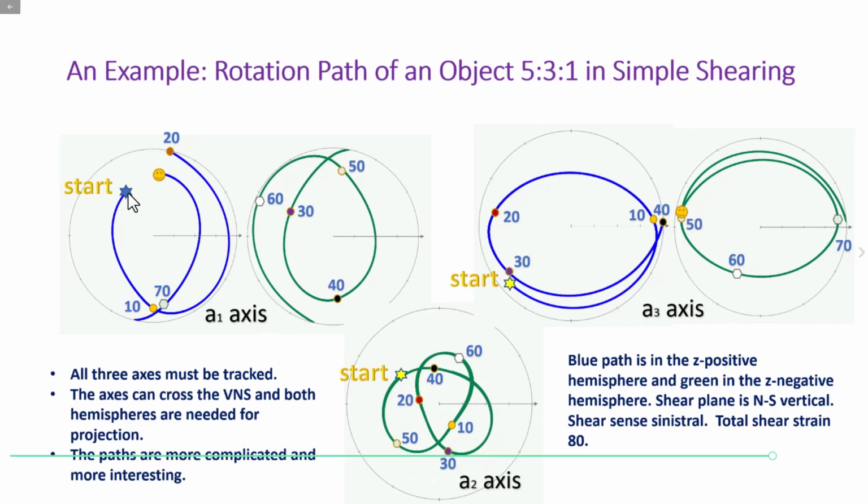It starts here and rotates in the upper hemisphere first, as strain increases from 0 to a shear strain of 10. By the time the shear strain is 20, it's here. Afterwards, it's in the lower hemisphere. As strain increases, it follows this path. Eventually, it may get to the upper hemisphere again.